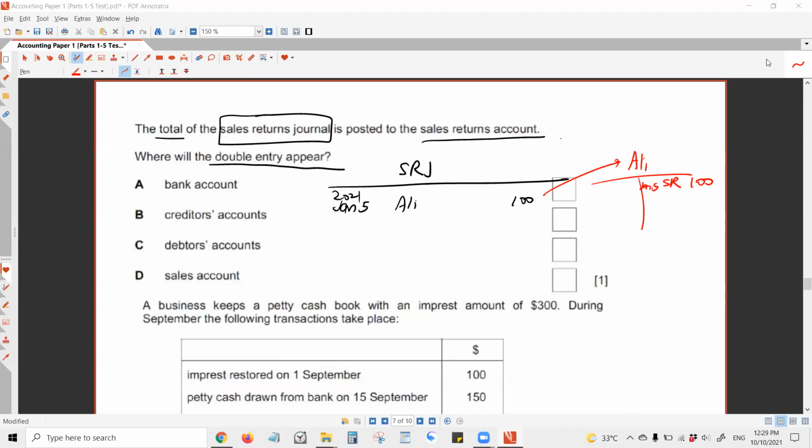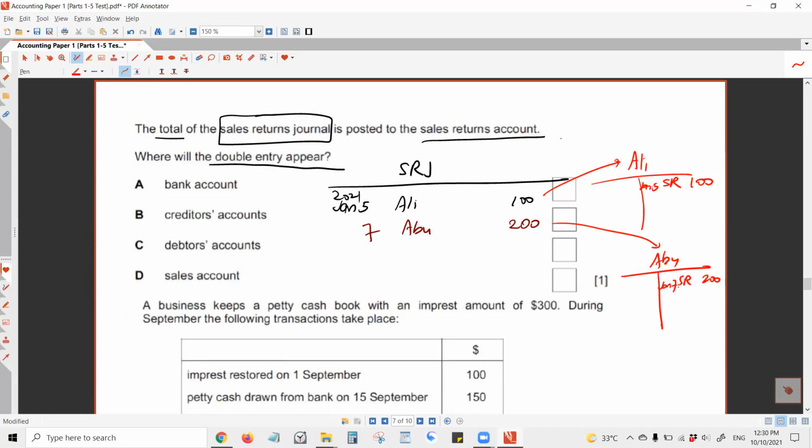And then let's say you have another customer who returned goods to us on the 7th. This customer is named Abu, and the worth of the goods is 200. That means Abu returned some goods worth $200 back to us on the 7th. Also hear carefully, on the same day, you will transfer this figure to the credit side of Abu's account. It's going to make Abu owe less to us.